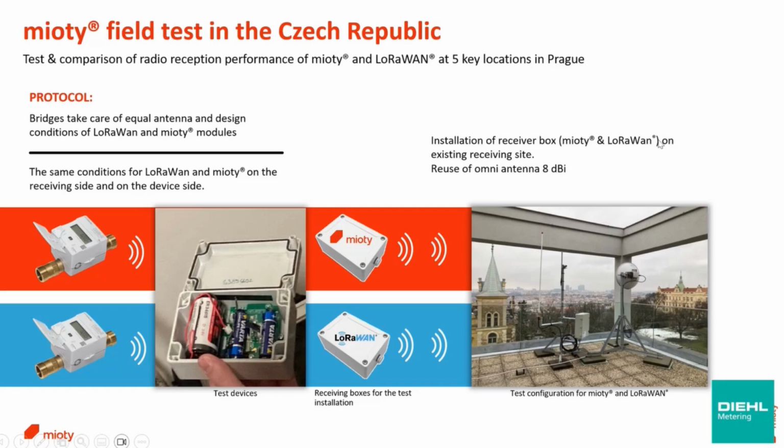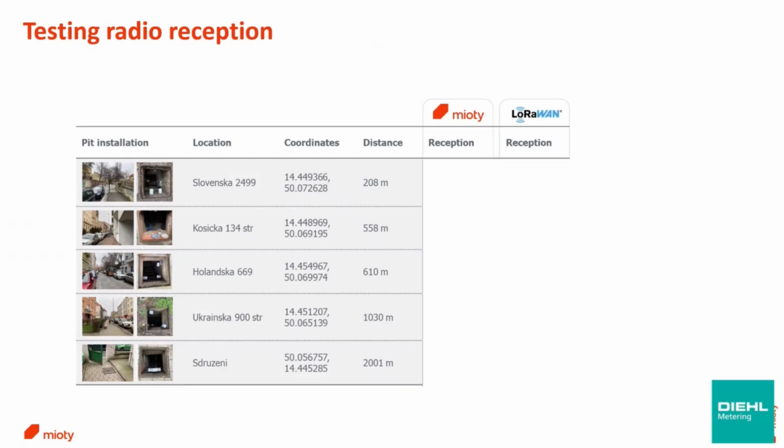And they took 5 water meters and fitted them with mioty and 5 with LoRaWAN. And then they put these water meters in typical installations in Prague. You see these small pictures here to the left. So in pit holes, basically. You put them down there, half a meter underground, then you put a lid on top. It's quite tough to get a signal out. And the one closest to the antenna site was 208 meters, and the one furthest away was 2,000 meters away.